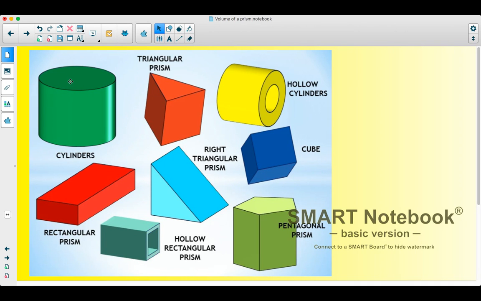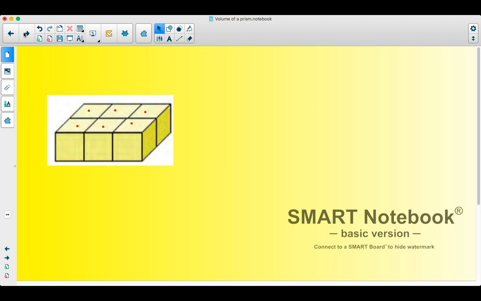So for a cylinder, it's a circle. For a cuboid, it's a rectangle. For a cube, it's a square. Going back to what we were talking about with volume of a cuboid, volume is a counting exercise. It's counting how many cubic units you can fill inside a shape.